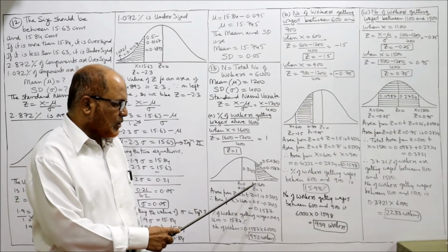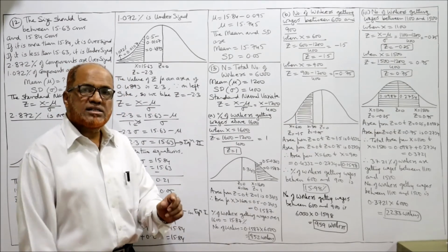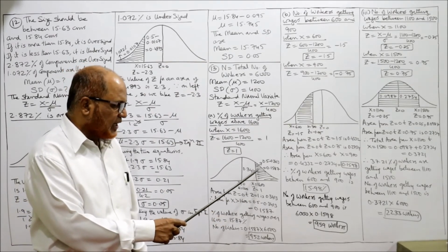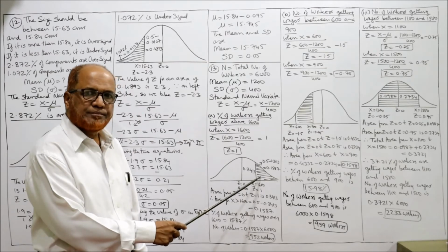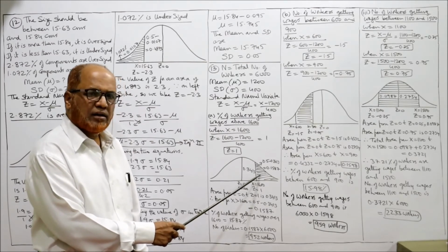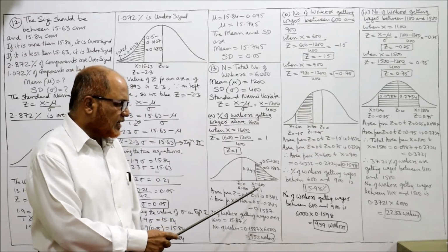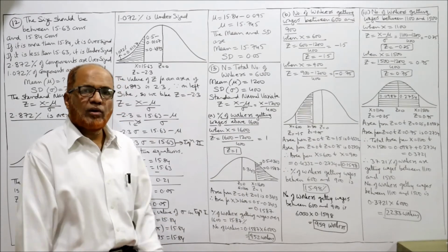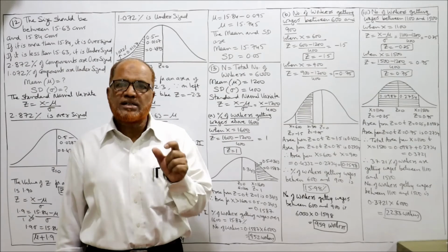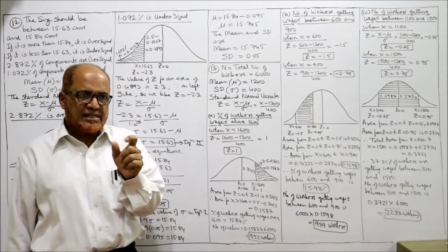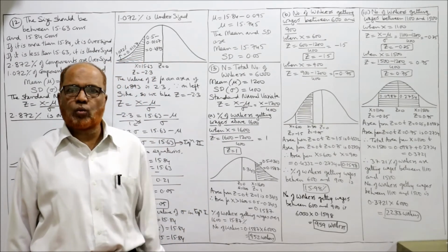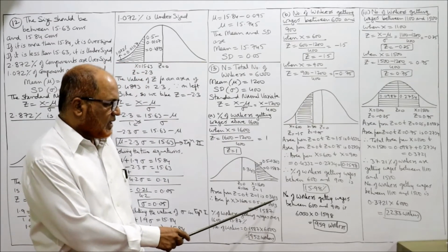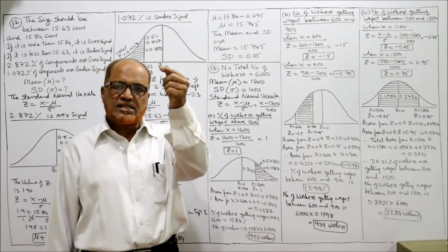So x is equal to 1600. Workers getting more than 1600 means this right side, this shaded area. We want this shaded area. When x is equal to 1600, what is the value of z? 1. Already we got it. Now you have to refer the table. What is the area from z is equal to 0 to z is equal to 1? So z is equal to 1. The area is 0.3413.